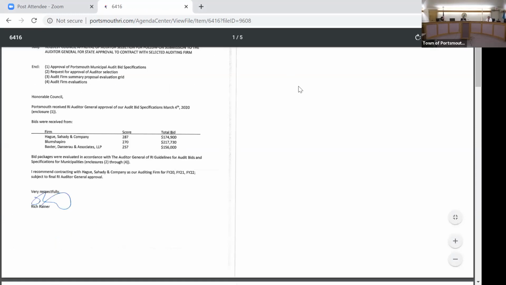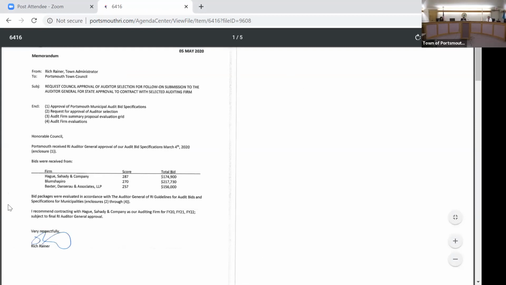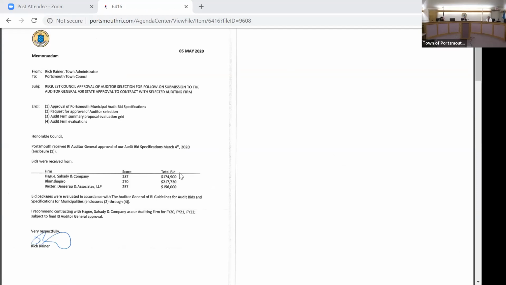Mr. President, Council. Portsmouth received, on March 4th, the Rhode Island Auditor General's approval to issue audit certification. Those bids were received and evaluated in accordance with the Auditor General of Rhode Island guidelines for audit bids and specifications for municipalities. On the cover sheet, all supported by the backup behind that, you can see that we received bids from Haig, Sahadi and Company, Bloom, Shapiro, and Baxter, Dancero, and Associates.